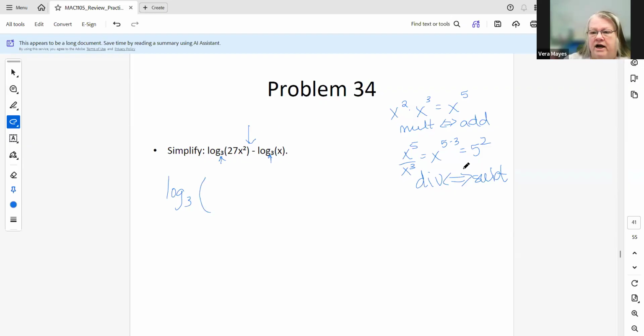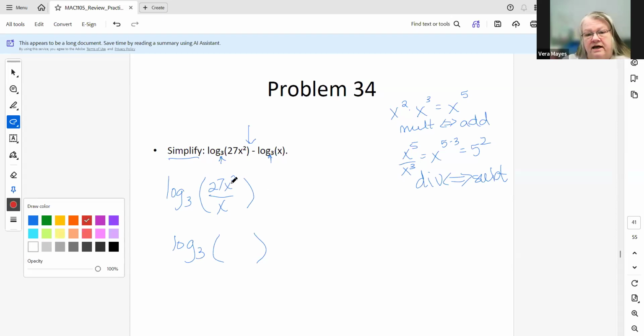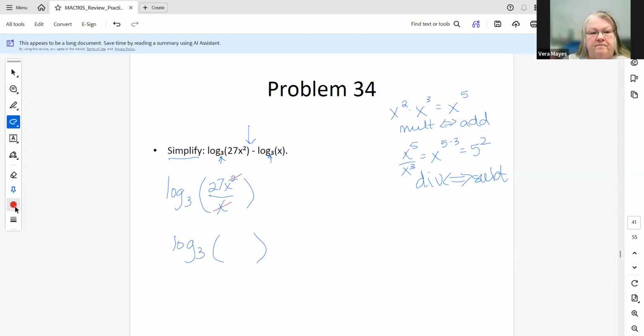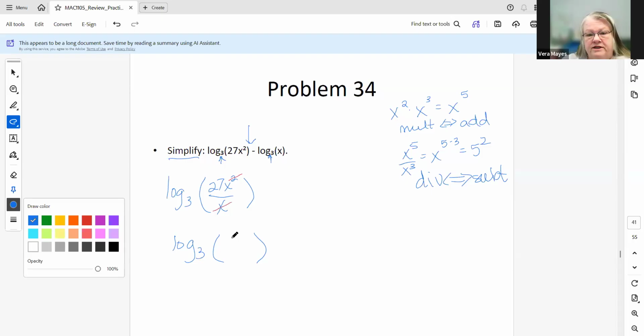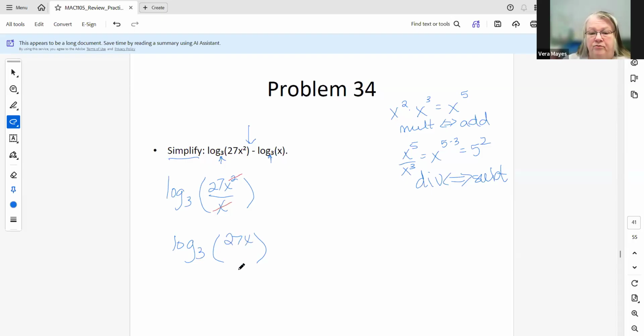Now, because it's a subtraction, we know we're going to rewrite that as a division. The positive pieces go on top, the negative goes on bottom. So if they had asked me just to rewrite it, I would have been done. But they did say, simplify this. So when I look at this, I'm going to look at the inside and see if there's anything that reduces. So I see this x will cancel out one of these. So I'm left with 27x, the one on bottom reduced. So there's my final answer.